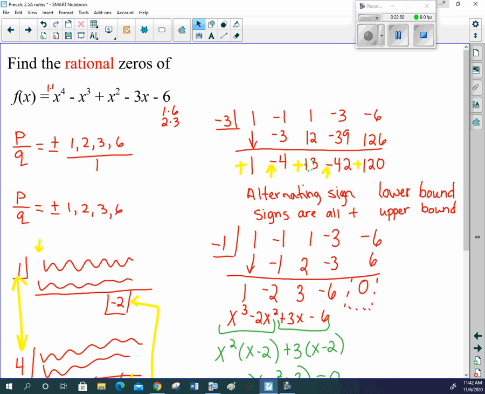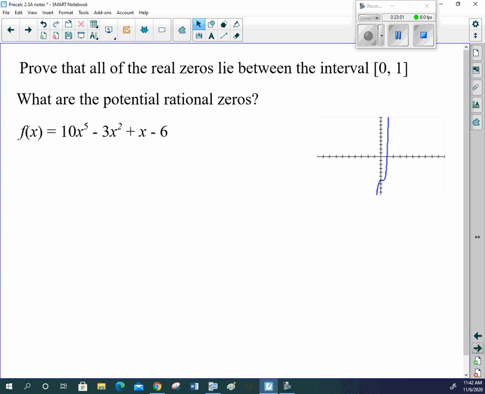Okay, let's try the next one, see what it wants us to do. This one says, prove that all of the real zeros lie between the intervals 0 and 1. So I guess what you're going to have to do is run it through the chart. If you want to prove that they all lie between that, what are our potential rational zeros first? So let's start with that. How do we do that? All the factors of 6 and all the factors of 10.